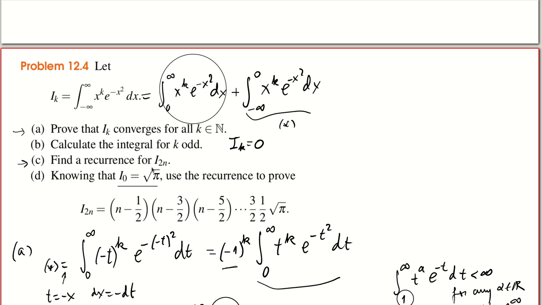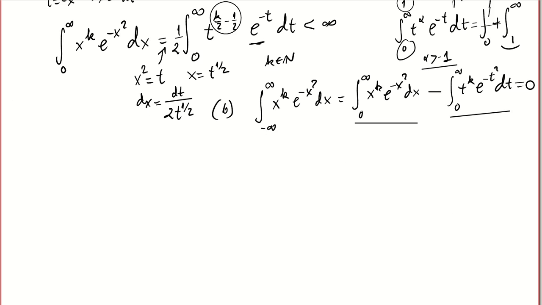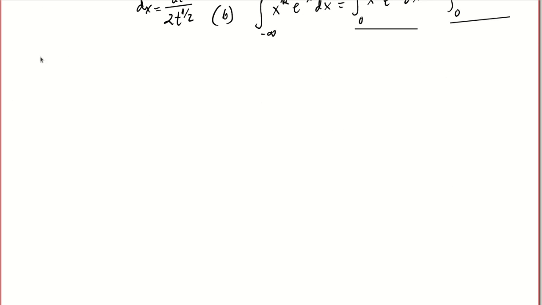And what we're going to do is, if we know this value and use the recurrence, then we can derive this formula. That's the last step. We can derive this formula to calculate the value of I2n, right? Okay, so let's do that. Let's derive first a recurrence for I2n. I2n is just the integral from minus infinity to infinity of x^(2n) e^(-x²) dx. Okay, the standard way of deriving a recurrence is using integration by parts, right?